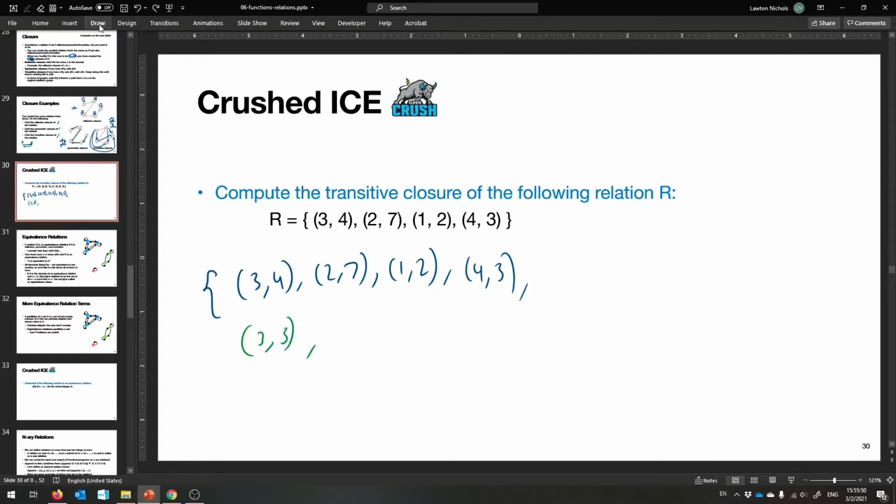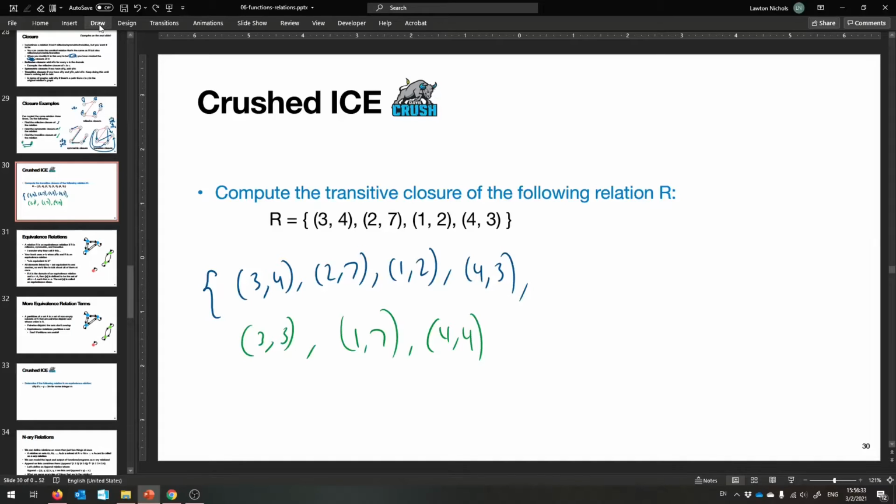No. How about 2, 7? Does anything have a 7 in front? No. Okay. How about 1, 2? Does anything have a 2 in front? Yes, 2, 7. Okay, so we can do 1, 7 now. Okay, 1, 7. Anything else have a 2 in front? No. Okay, 4, 3. Does anything have a 3 in front? Yes. We have, let's see, 3, 4. So now we have 4, 4. Anything else have a 3 in front? We have 3, 3, but that would again give us 4, 3. We don't need to add that again.